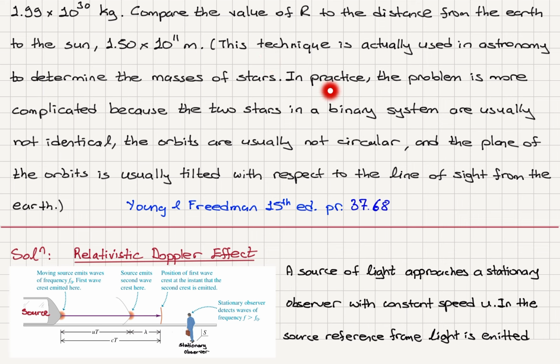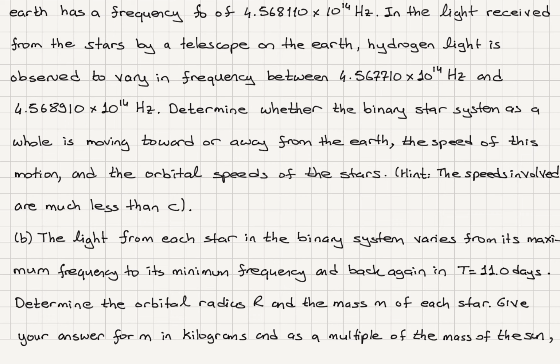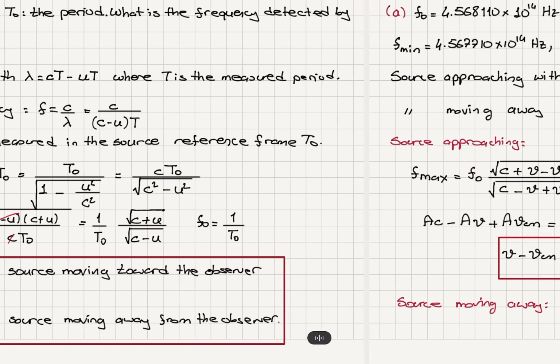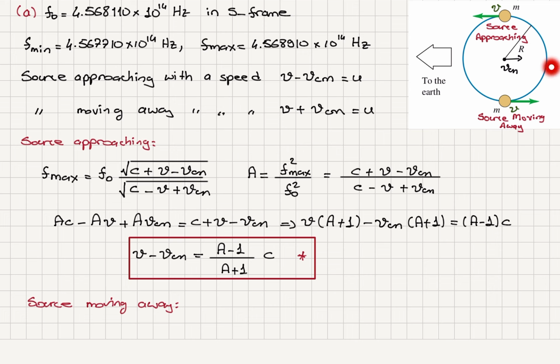In practice, the problem is more complicated because the two stars in a binary system are usually not identical, the orbits are usually not circular, and the plane of the orbits is usually tilted with respect to the line of sight from the Earth. Okay, so we're measuring the period of the circular motion for these stars from the lab reference frame.